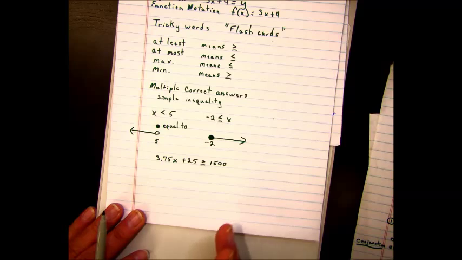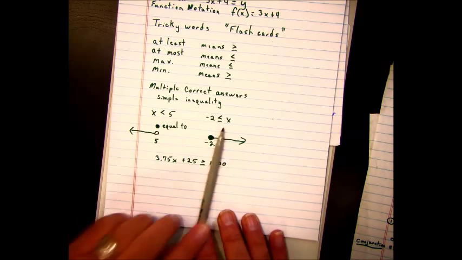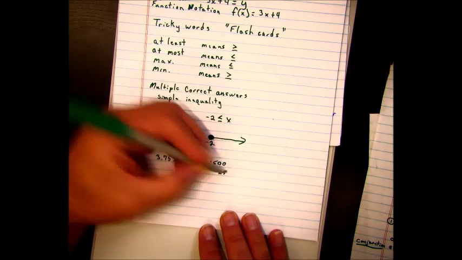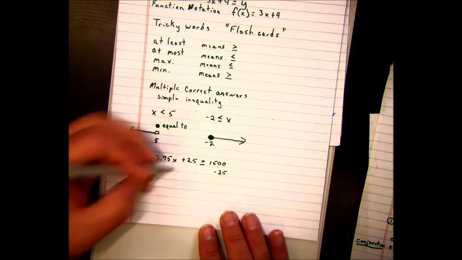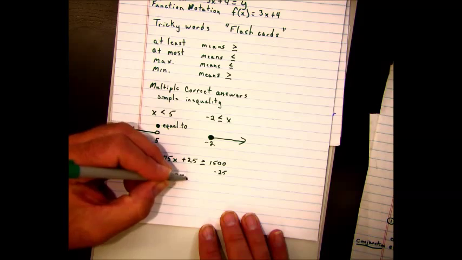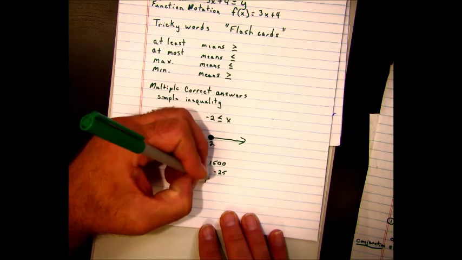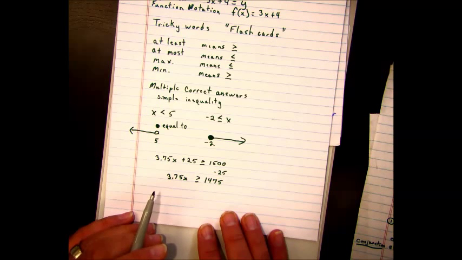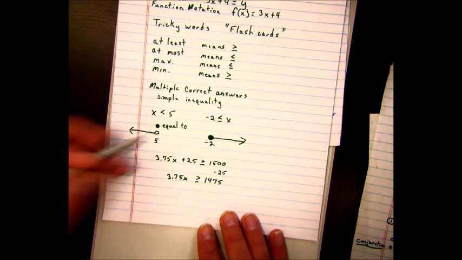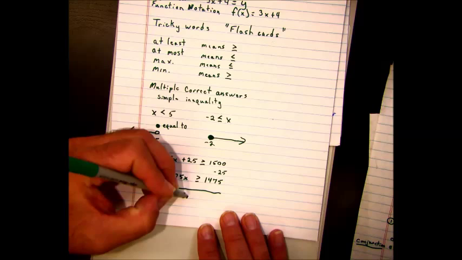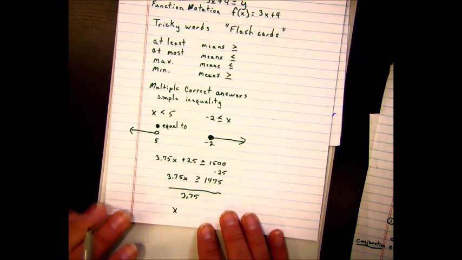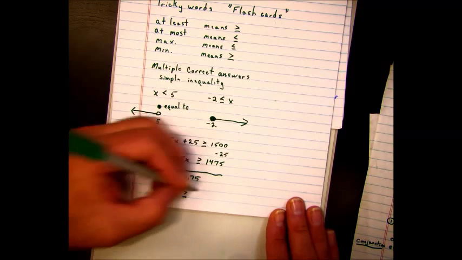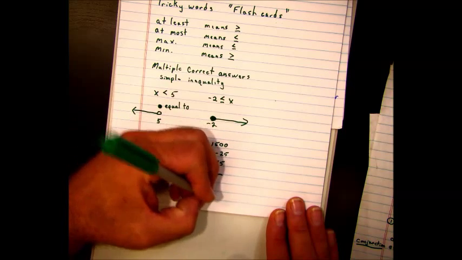And when I look at this, I go, okay, let's pretend that was an equal sign, and I'm going to solve this equation. So the first thing I do would be minus 25 to get rid of that. And I'm left with 3.75x is greater than or equal to 1475. And then I would divide, because I got to get rid of this. This is a multiplication problem. I divide everything by 3.75, which leaves me with x is greater than or equal to 393.3 repeating.